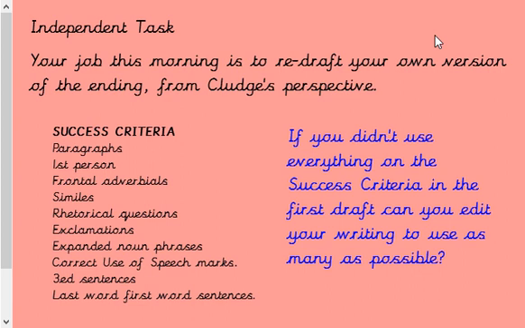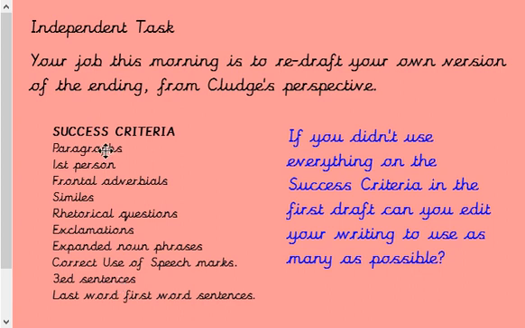Okay, welcome back. Well, our independent task this morning, as I mentioned just now, is to redraft your own version of the ending from Cludge's perspective. Now, I've put back up on the screen here the success criteria from yesterday, the things that I really want to see you using in your writing this morning. And I've put in blue here, if you didn't use everything on the success criteria in the first draft, can you edit your writing to use as many of them as possible? Okay, so when you write this morning, if you didn't use a 3ED sentence like me, where are you going to put it in? How could you add a sentence in that would give you a 3ED sentence?